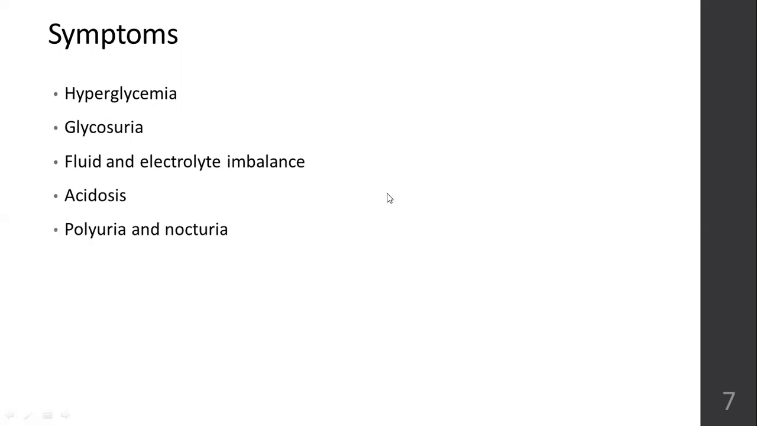Then polyuria, nocturia, too much of urination, especially at night. Nocturia means too much of urination at night. Polydipsia, polyphagia. Polydipsia, excessive thirst.